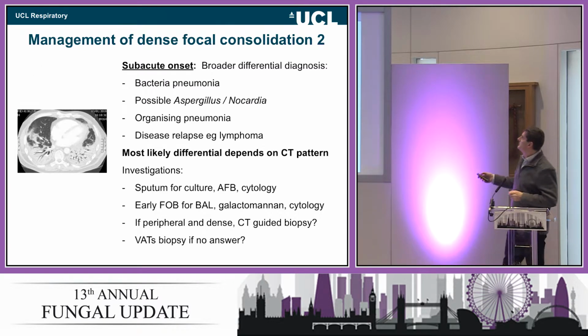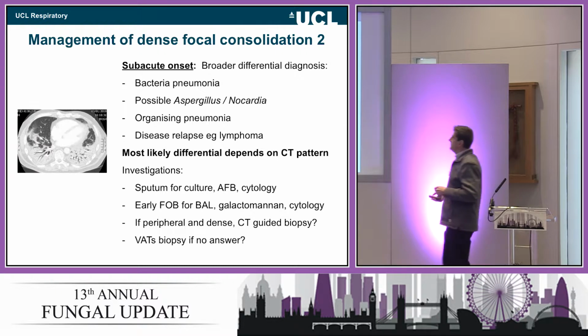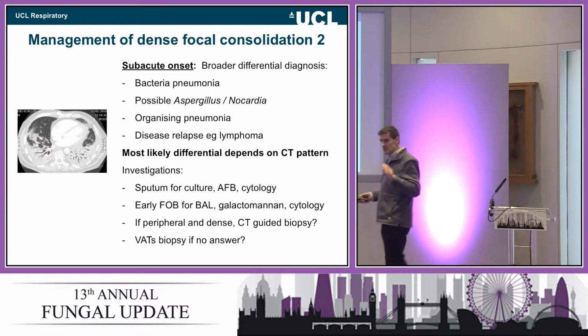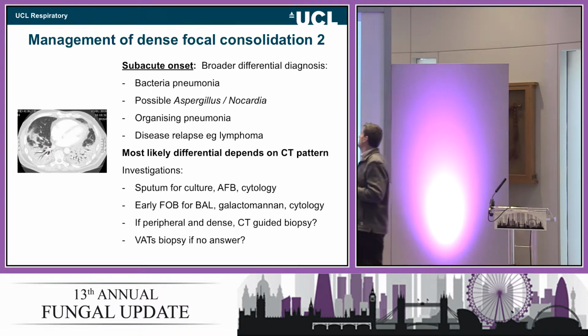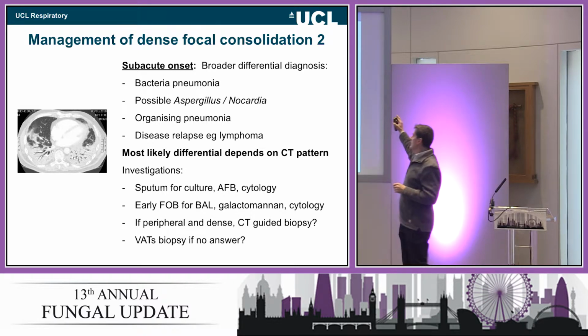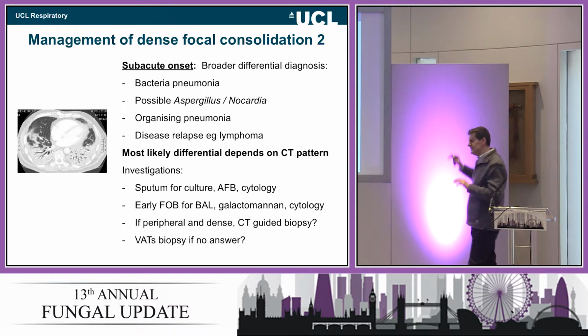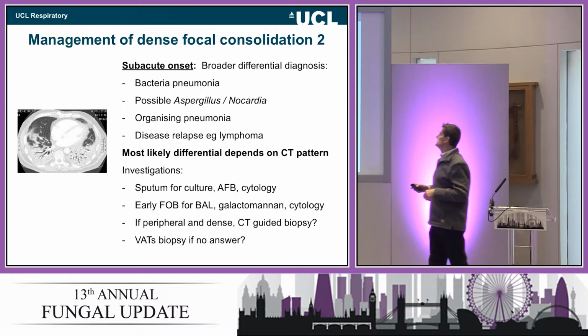And here we go. So subacute consolidation is much more tricky than acute consolidation. And it can be a bacteria. It could be Aspergillus, Nocardia. It depends on the extent of the shadowing and the shape of it. Organised pneumonia comes into question.